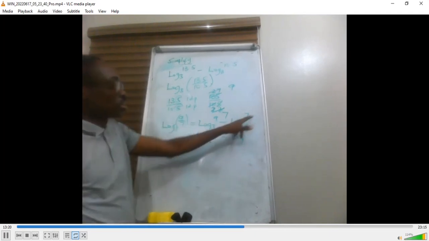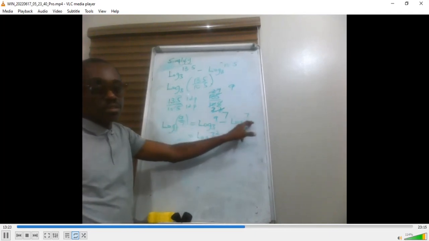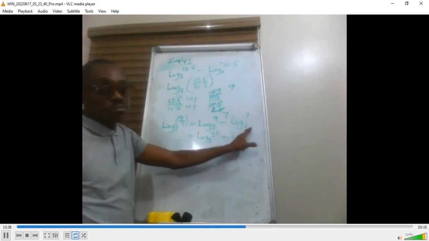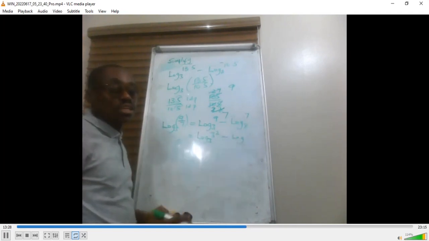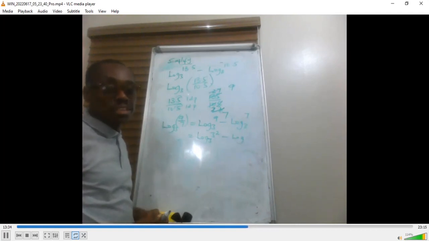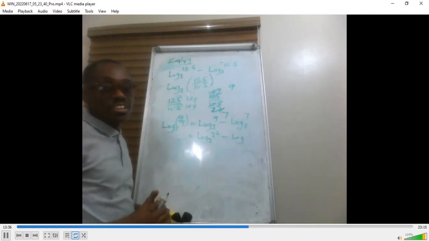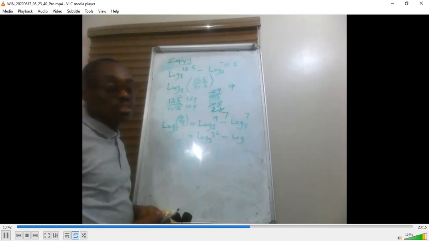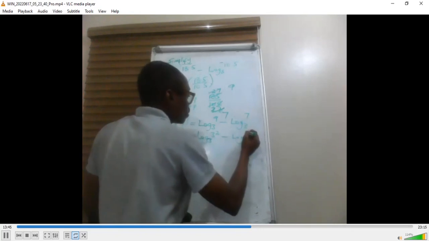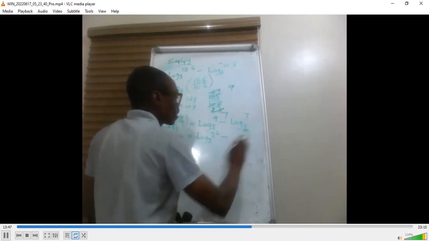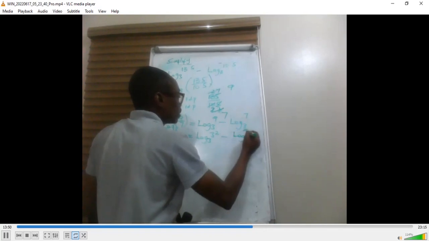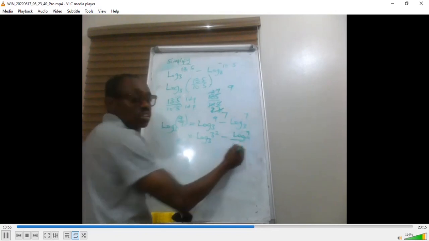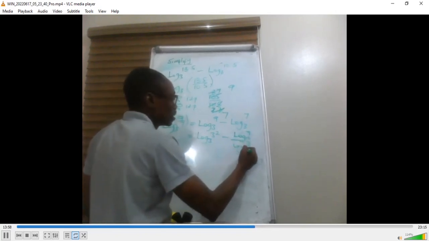log 7 to base 3. You can't simplify this, you can't find the log of 7 to base 3 directly, but we can change the base. Log tables and your calculator are given to base 10, not to any other base. So we're going to change to base 10. So this to base 10 is going to be log 7 to base 10 all over log 3 to base 10.